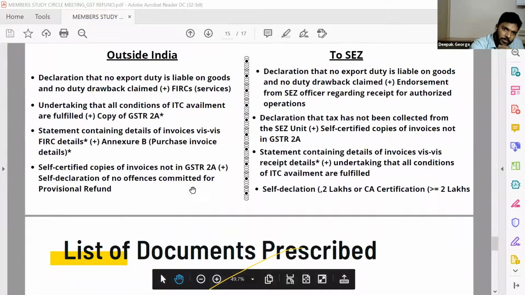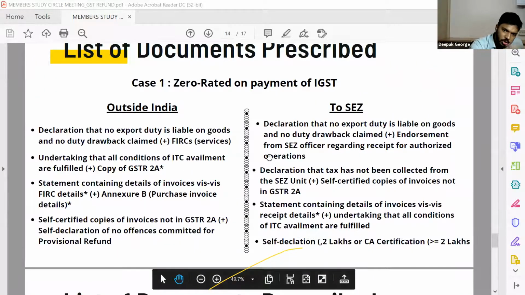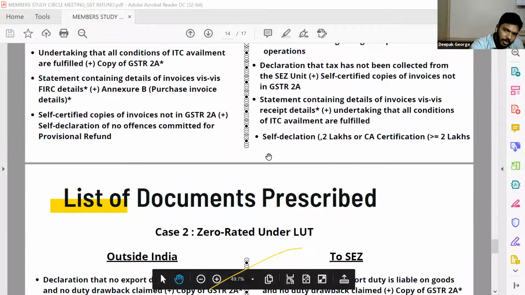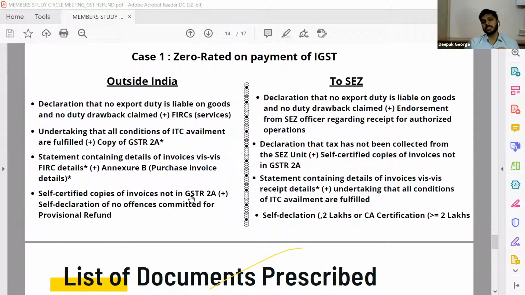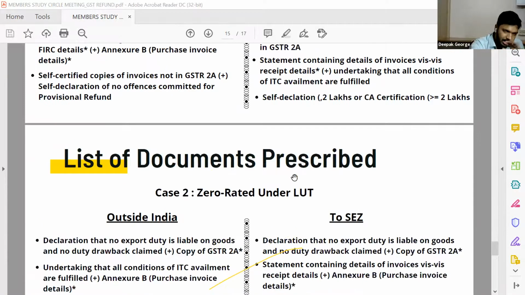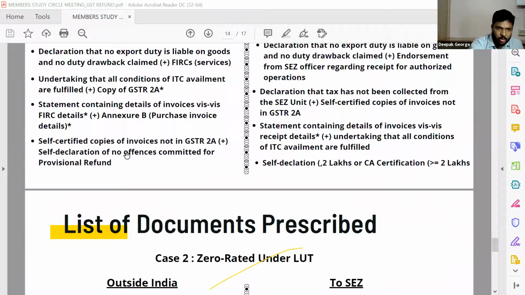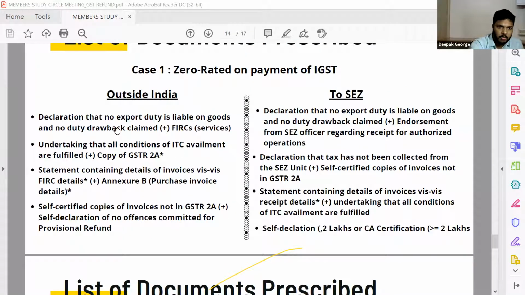So you have two cases. Case one, payment of IGST, you're exporting. Case two, no payment, but under LUT you're exporting. Quickly running through the documents: if you are exporting outside India and if you're exporting to SEZ, in both cases, right? First, with IGST outside India, you have to give 1, 2, 3, 4 documents. In that, you have some breakups.